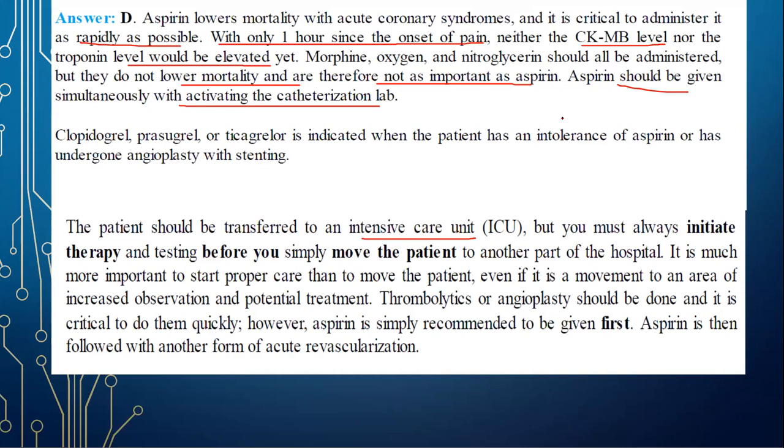But after 12 hours, you cannot do thrombolytics and you cannot go for angioplasty. The only thing you can do at that time is give low molecular weight heparin.